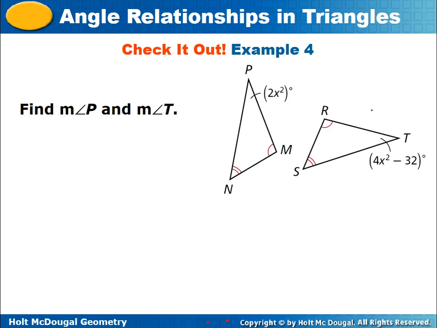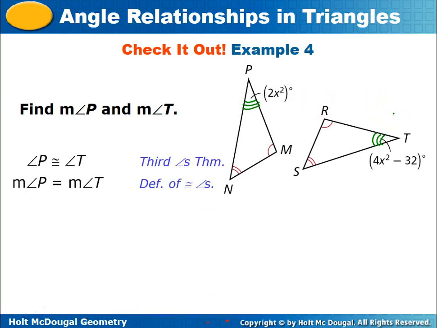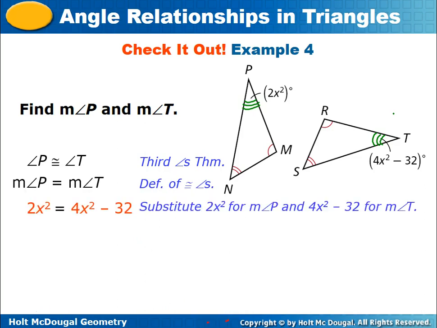So here again, we have M is congruent to R, N is congruent to S, and we have that P is congruent to T. So we're going to, again, put this in a mathematical statement. Angle P is congruent to angle T. So the measure of angle P is equal to the measure of angle T. Then we're just going to substitute our values in.